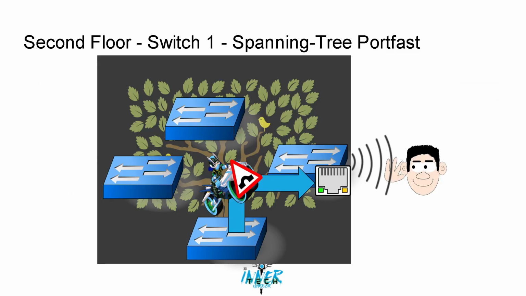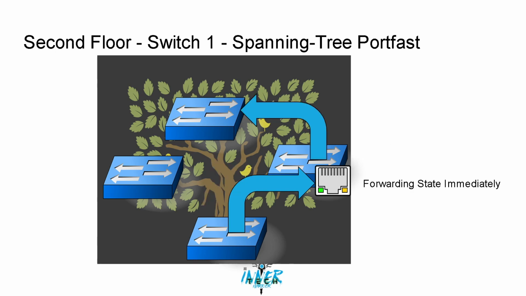Normally, when a switch is connected to a network, it has to listen and learn from Bridge Protocol Data Units, or BPDUs, that are sent from the other STP switches before it can start sending and receiving information. This can take some time. But when you use spanning tree portfast, the interfaces on the switch can skip the listening and learning part and just start sending and receiving information right away by going straight to the forwarding state.